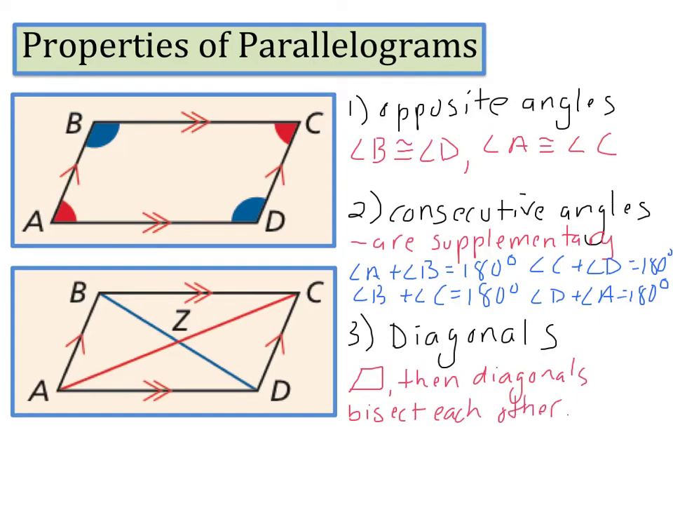So in this example here, segment BZ is congruent to DZ, and segment AZ is congruent to segment ZC. So the three properties of parallelograms have to do with opposite angles, consecutive angles, and diagonals.